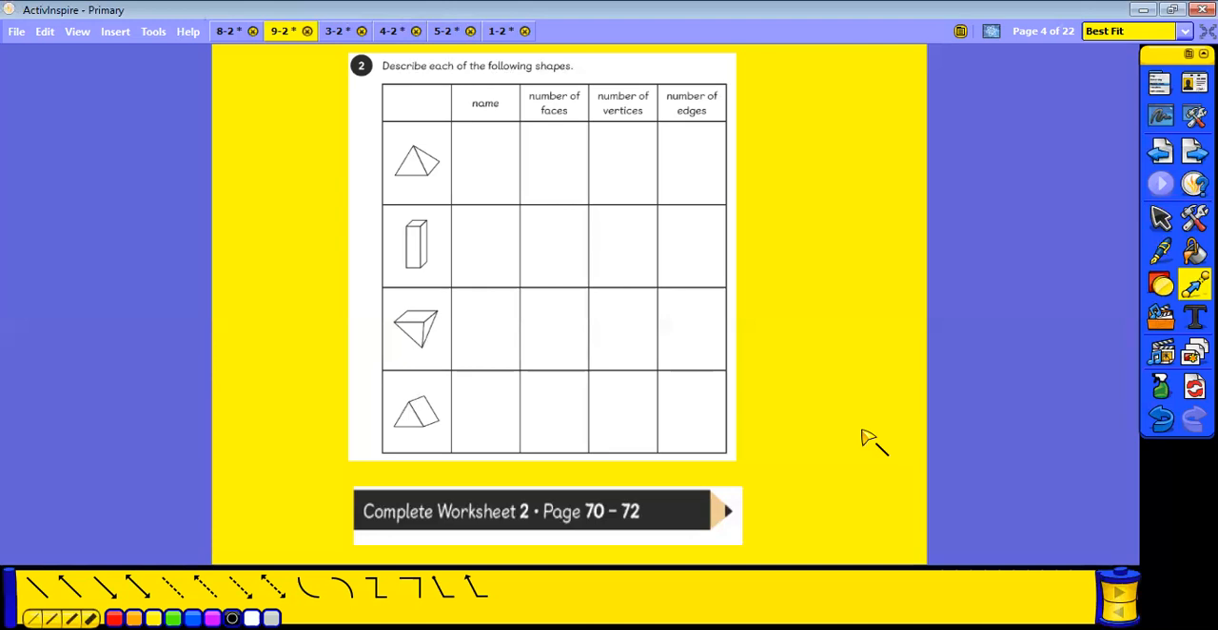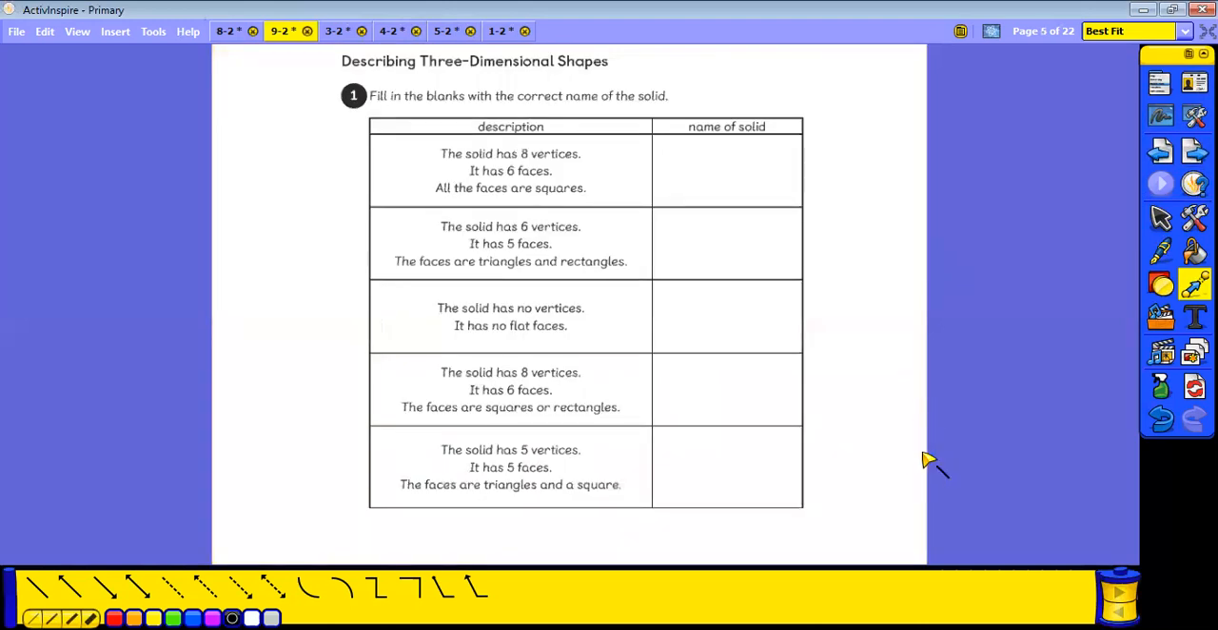So you can check and change if you need to before you move on to worksheet 2, pages 70 to 72. Okay, so you're looking at the shape, you're naming it, you're counting the number of faces, the number of vertices, and the number of edges, and recording it on the table. And then you go to your workbook. And first of all, there's lots of words here, so I will read these for you. Okay, so they're on the video if you need to refer to them if your grown-ups are busy today.